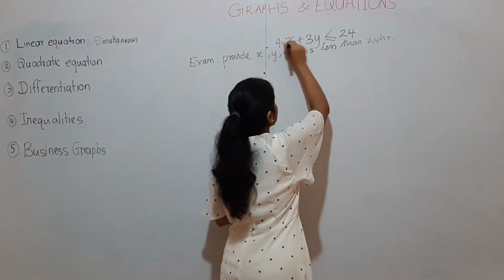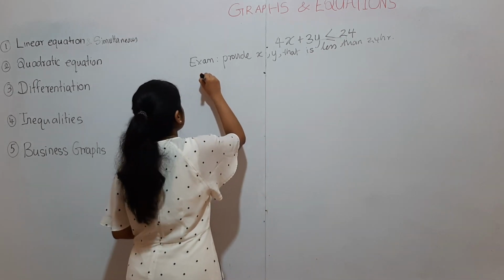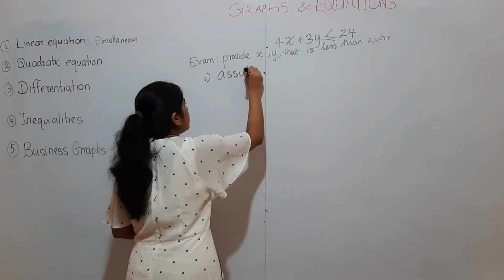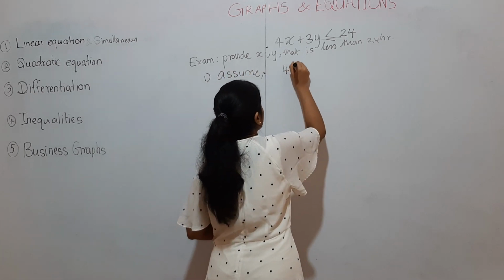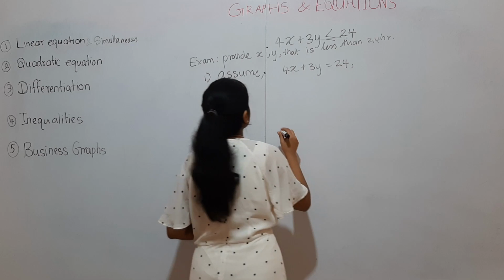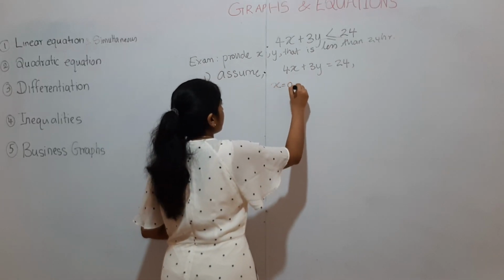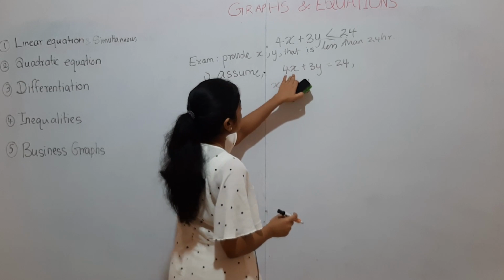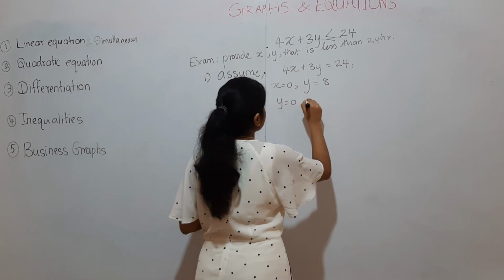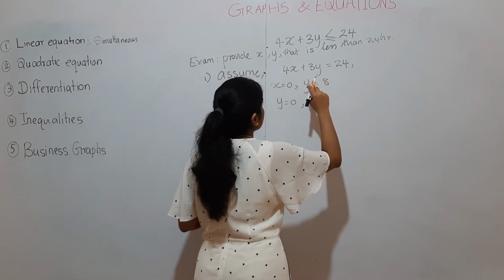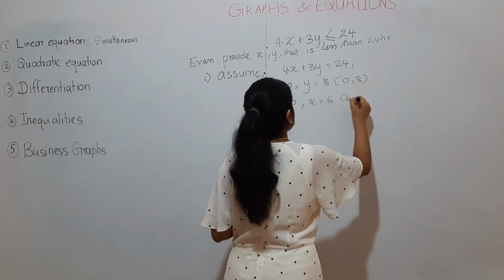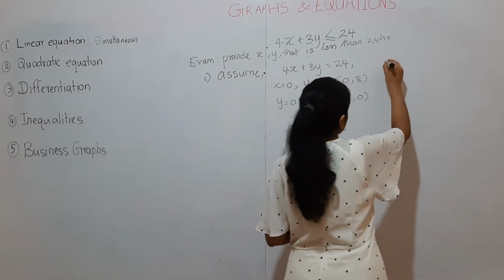When drawing this line, step 1, assume the equation to be like a normal straight line: 4x plus 3y equals 24. When x is 0, this part becomes 0, so y is 8. And when y is 0, what is x? 6. So we have the coordinate (0, 8) and the coordinate (6, 0). Now draw the graph.